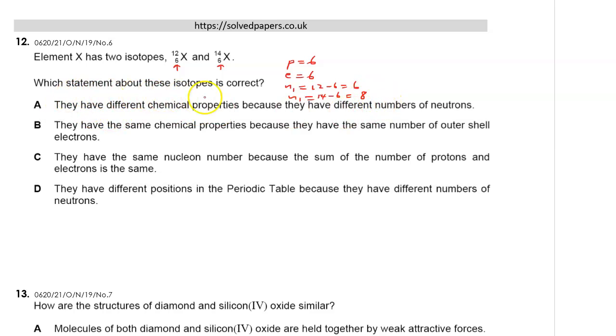So which statement about these isotopes is correct? They have different chemical properties. Now, chemical properties are due to the number of electrons. And since they have the same number of electrons, they should have the same chemical properties. So A is not correct. They have the same chemical properties because they have the same number of outer shell electrons. This is correct. So without even checking the rest, B is correct.